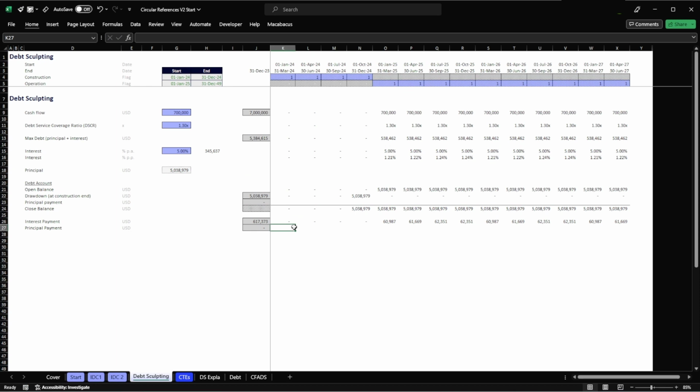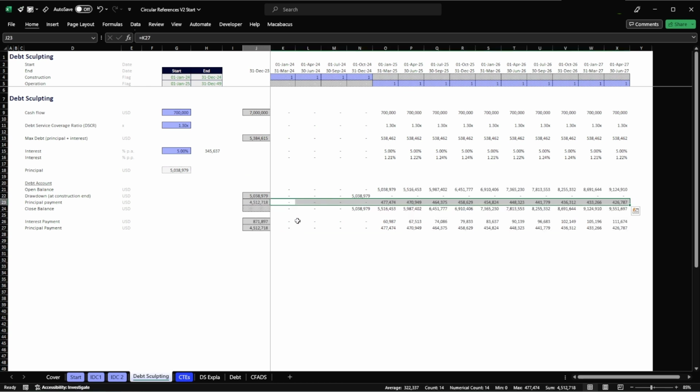So what is our principal? Our principal payment is the difference between the max debt and the interest right here. That's going to be our principal. We have 4 million right now as principal, but we can have up to 5 million. But what we have to do now is say that this number here is equal to this number here. So we're going to copy and paste, and there we go.